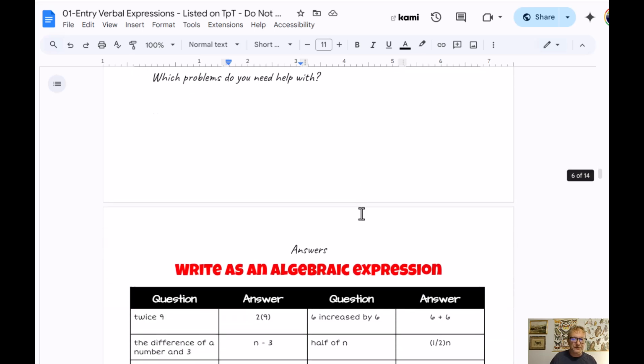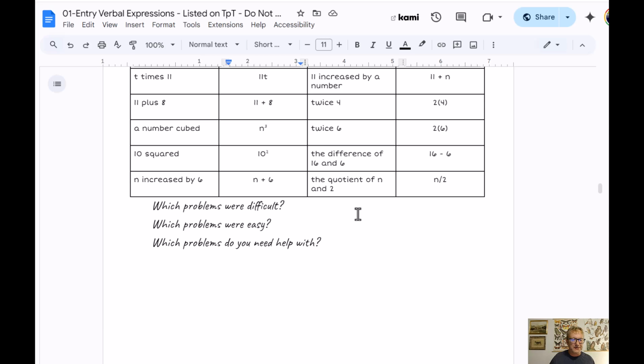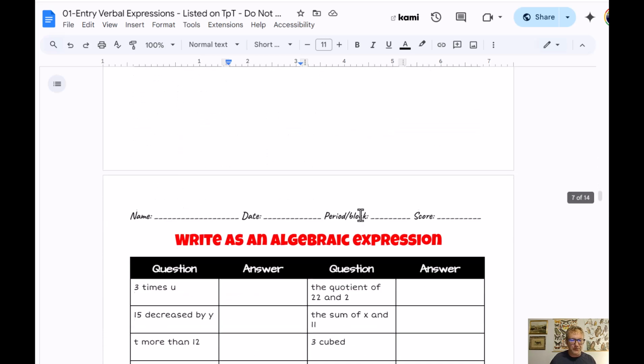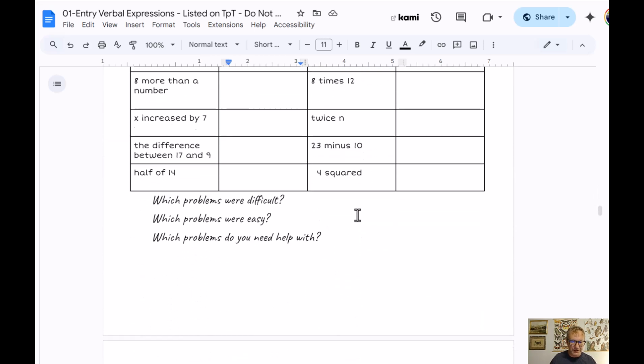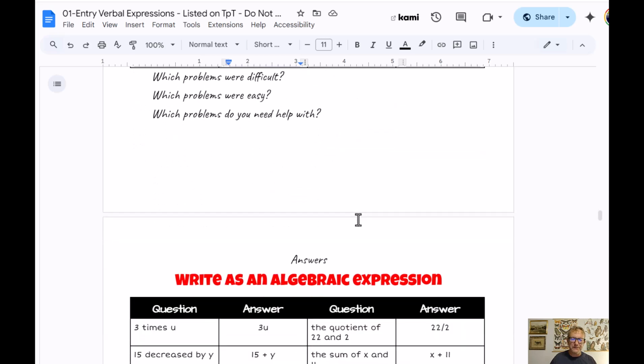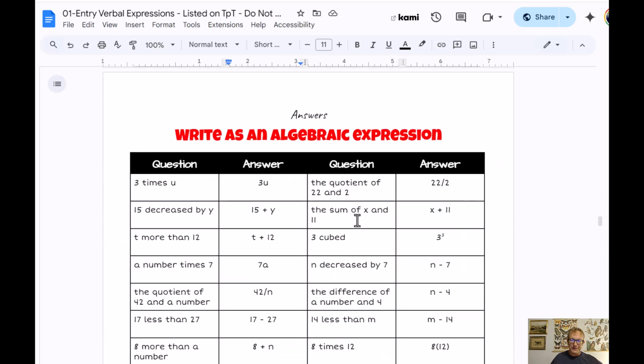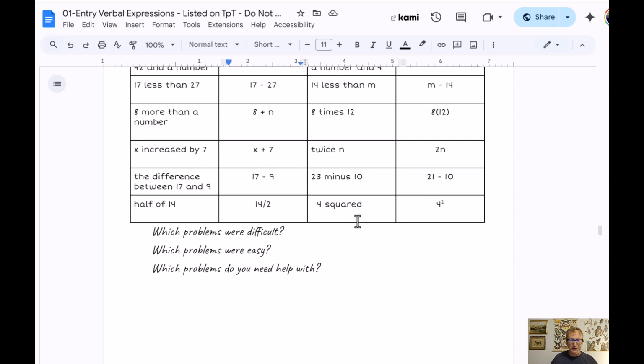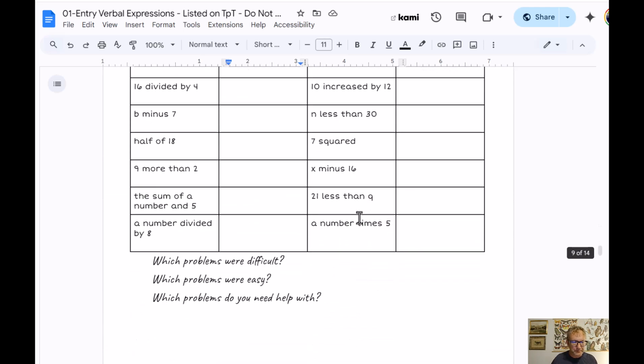But you know, what problems are difficult? What problems are easy? What problems do you need help with? It's important that we teach students how to self-reflect and think about these questions so they can verbalize their struggles to us so we can help them.